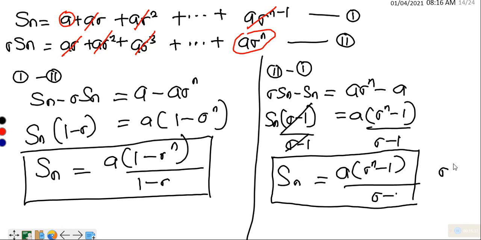So remember, you use this formula when r is greater than 1 and use the other formula when r is less than 1. So this is the formula for finding the sum of the nth term of a geometric progression. So let us consider examples.